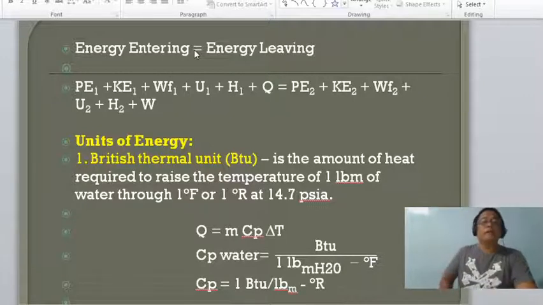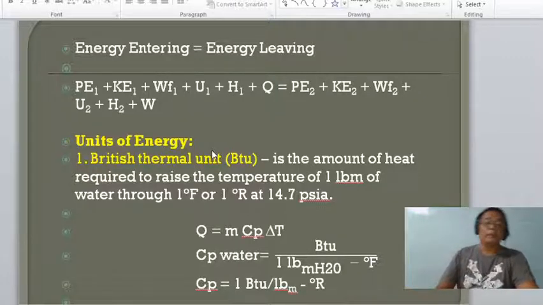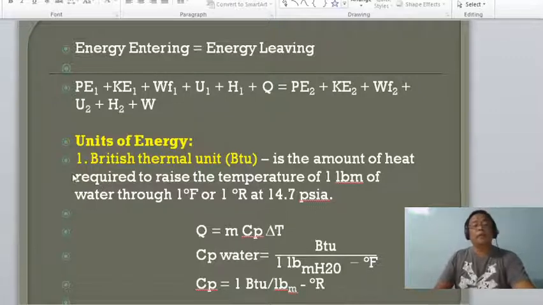Take note that this is now the general equation for steady flow. Let us now consider again the units of energy. In our previous discussion in part 1, we already discussed them, but let us analyze again the units of the energy involved in this topic. Again, Q is equal to m Cp delta T. This is for an open system.